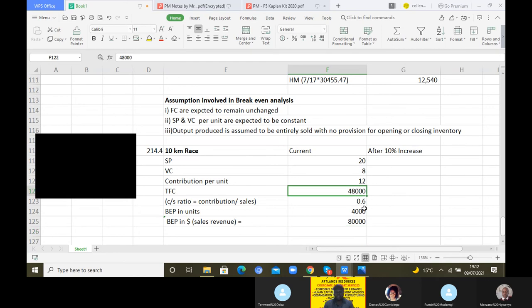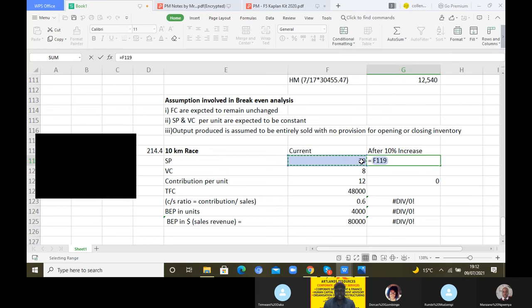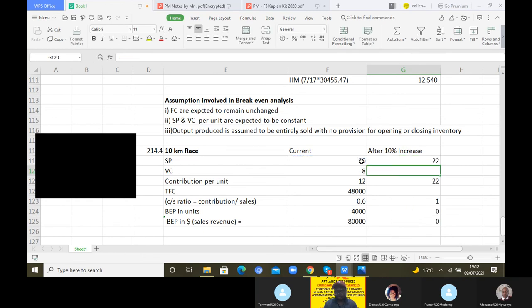Now, let us see if we have increased the figures. We can copy this formula. We want to see what will happen. So let us copy the formula and put the figures. They are saying if sales revenue, variable cost, etc., they all increase by 10%, what is going to happen? So we are saying here equals this. To increase by 10% is to multiply it by 1.1. That's to increase it by 10%. So you get that?